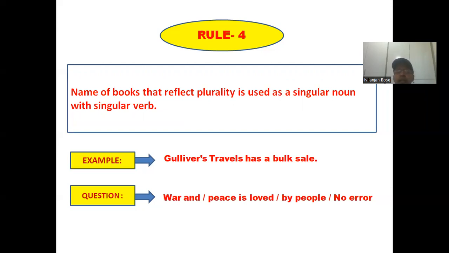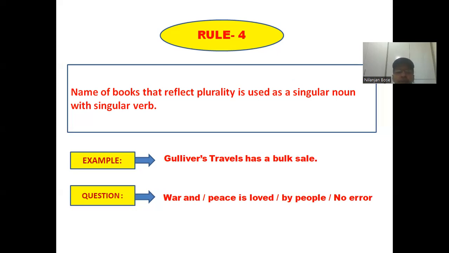Gulliver's Travel has a bulk sale. Gulliver's Travel is the name of a book, but in spite of having s in this particular word, it is still to be considered a singular noun. That's why it should always take a singular verb, that is "has", right?